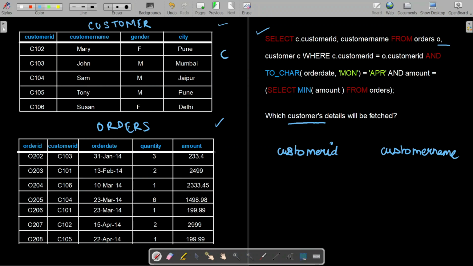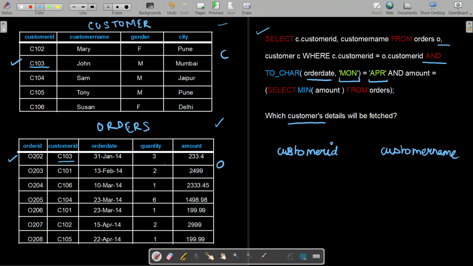So this is our table C and this is our table O. We need to find those rows where o.customer_id, for example C103, is equal to c.customer_id. Here we find 103 in the second row. So this particular row and this particular row will be joined together. And from the order date, we consider only the month part, and that month should be equal to April.